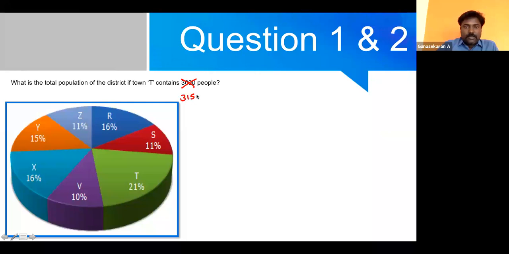No. Actually, it's a printing mistake. Take the value 3150, because a point won't come in the number of people. So that's why I'm changing the data. It gives 3150.